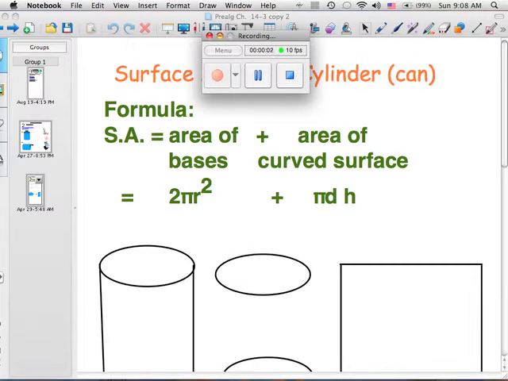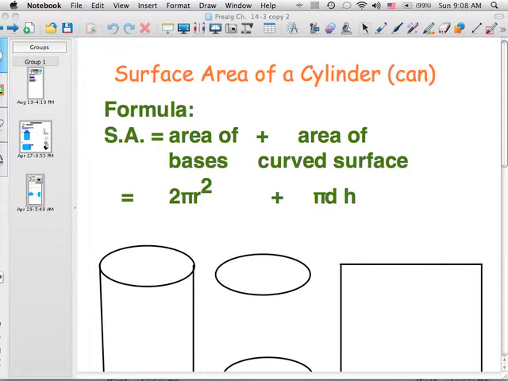Welcome to my pre-algebra class. We're on chapter 14, section 3. We're going to be finding the surface area of a cylinder, a can.